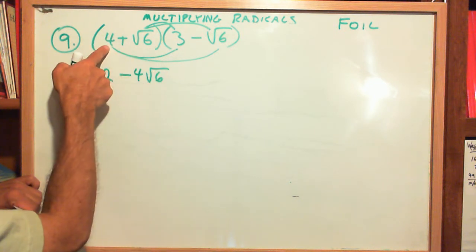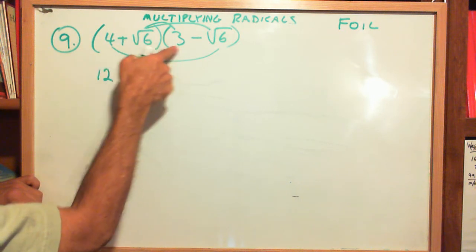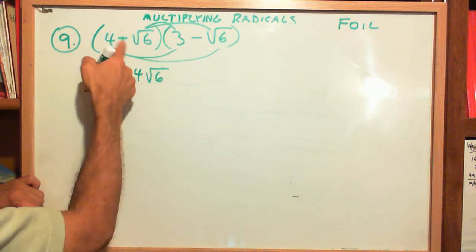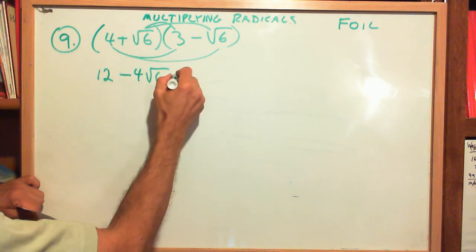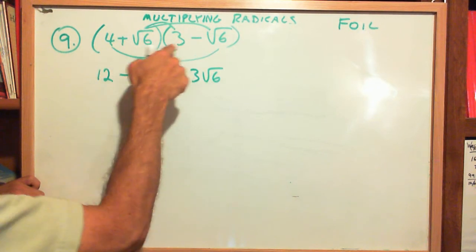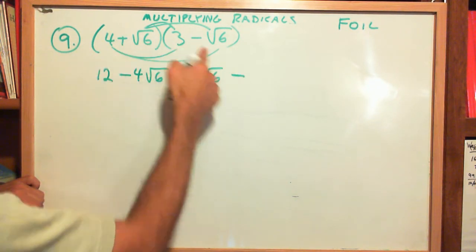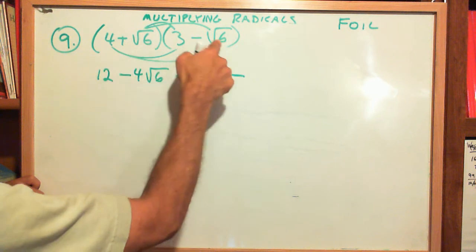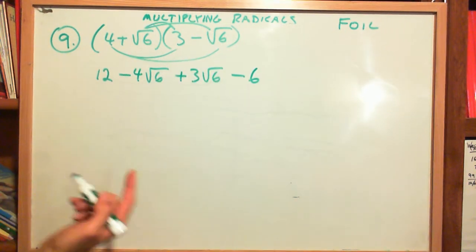Okay? I'm done with my 4 now. Now I go to my square root of 6, and multiply that times this and that times that. So square root of 6 times 3, and it's positive, so positive 3 square root of 6. Square root of 6 times negative square root of 6 is definitely going to be negative, because positive times negative is negative. Square root of 6 times square root of 6 is 6. Alright, so now it looks like we're done, but we're not.